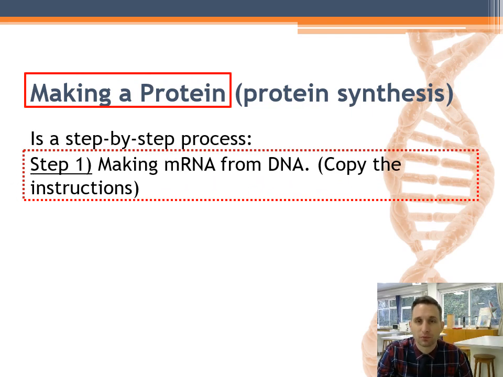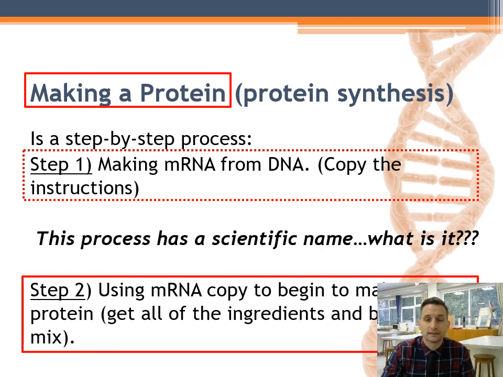We've already started the process of making the protein with transcription. So we know that in order to make our protein, we made the analogy that it's kind of like making a cake. And so the first step is we have to copy the recipe or copy the instructions. All right, step 2. We're going to use that mRNA copy to begin making our protein. In our cake analogy, this would be like getting together all of our ingredients.